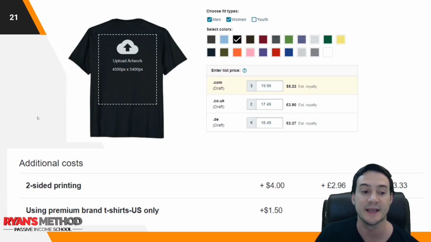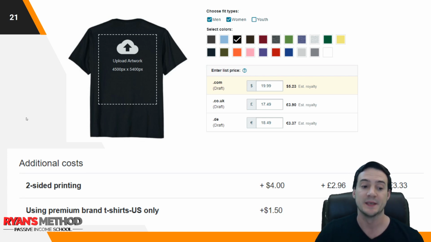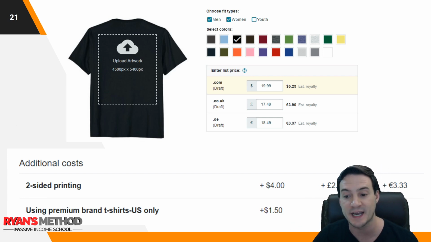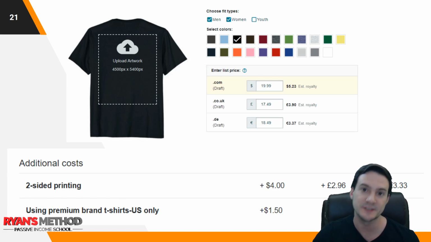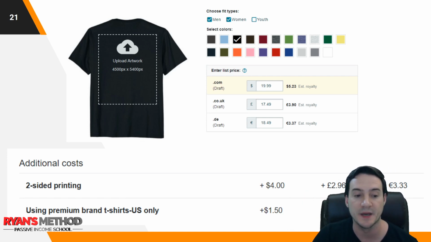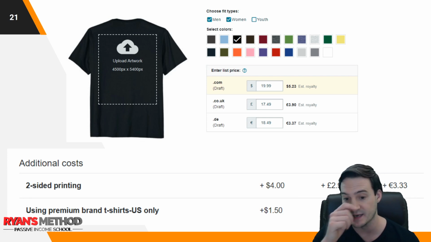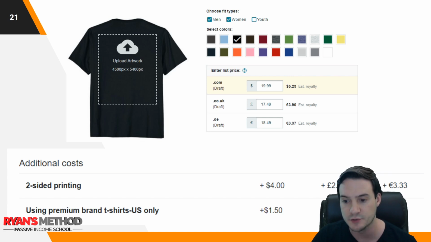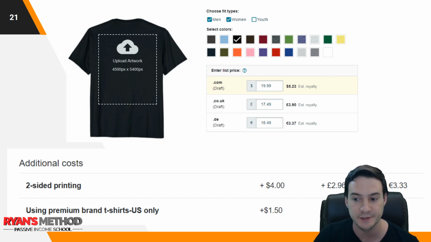All right, and again, like I said, I was going to come back to this, but there are some additional costs. This is rare. This is only if you choose to, but you can sometimes do two-sided printing. That means printing on the back side as well as the front. Typically, you just print on the front. But if you print on the back as well, you're going to have an increase of $4 in the cost, or $2.96 pound sterling, or $3.33 euro.